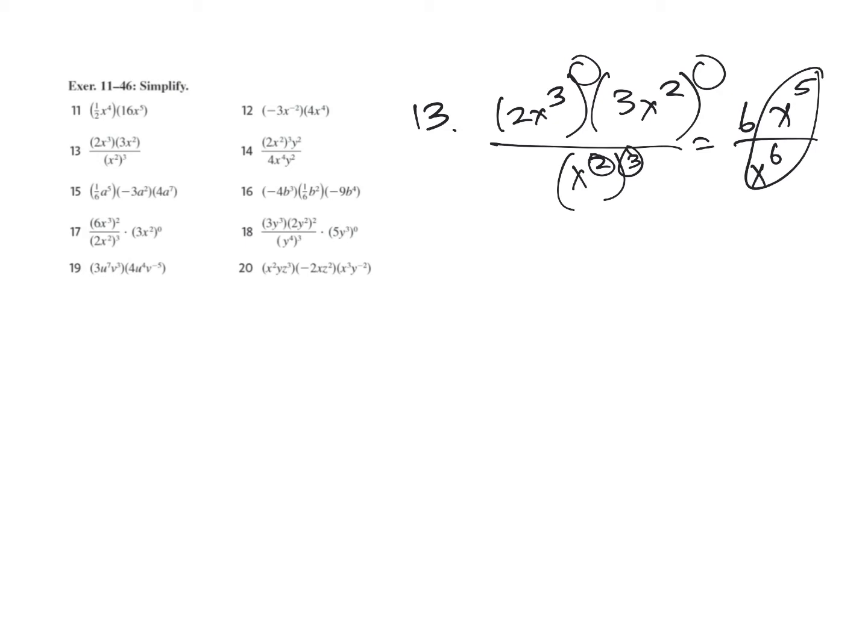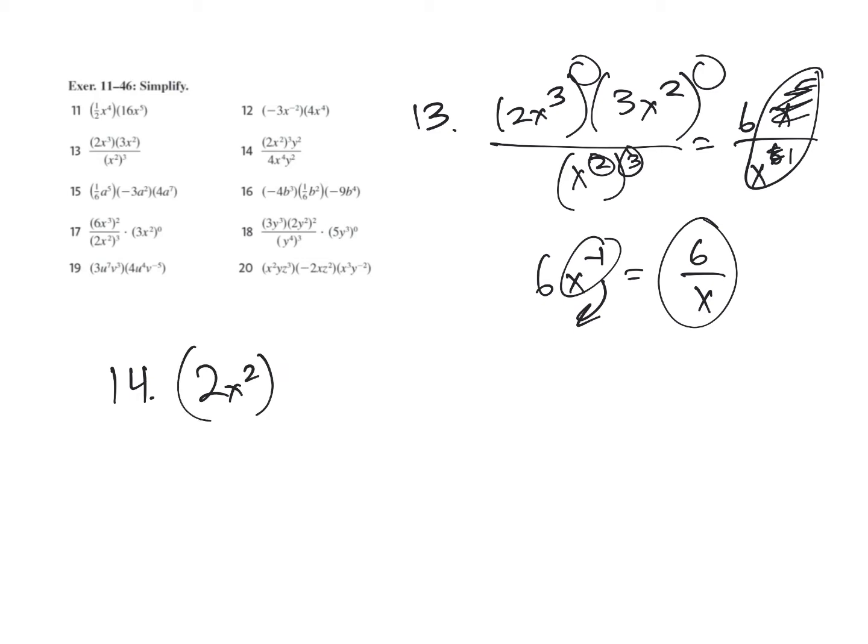And now you have fractions with like bases. So you have 5 on the top and 6 on the bottom. If you just subtract those, you've got to put it in the top. 5 minus 6 is negative 1. Or you can say 5 of these cancel with 5 of those, leaving 1 on the bottom, which is what this would be if you moved this to the bottom to have a positive exponent. So 6 over x is your answer. 14.